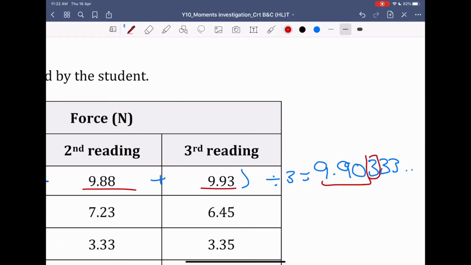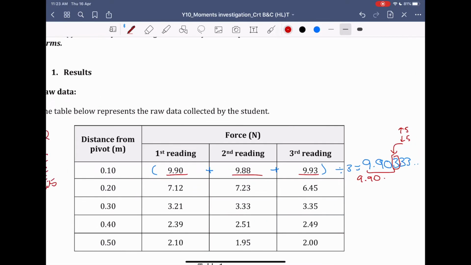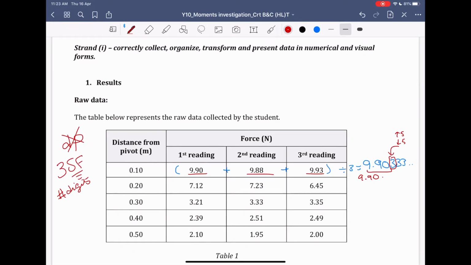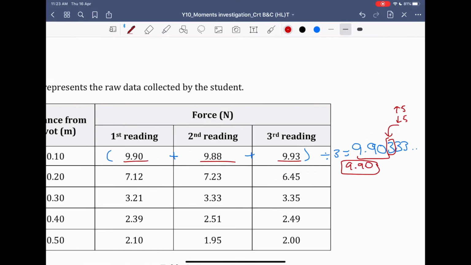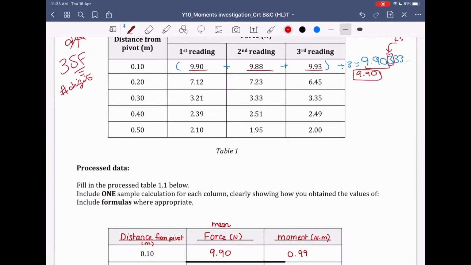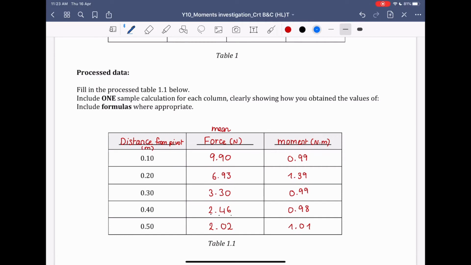If the number after the 3rd significant figure is greater than 5, then you need to round this up by 1. If not, if it's less than 5 or equal to 5, then you keep it as it is. So what's my answer then? My answer is 9.90. Remember that since this is the mean, it doesn't have any unit. So that's my answer, and you just put the answer in the table, and this is the result that you will get. Okay, so I filled all of these. Don't forget to put the title with the correct unit.